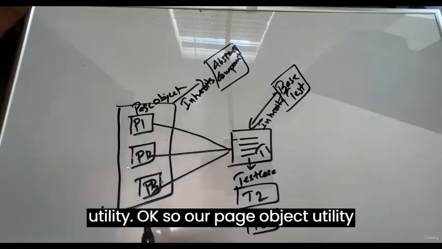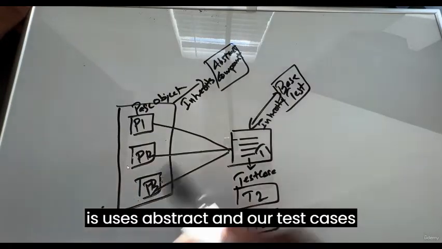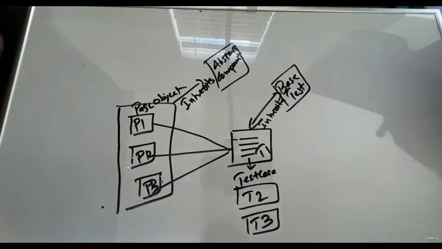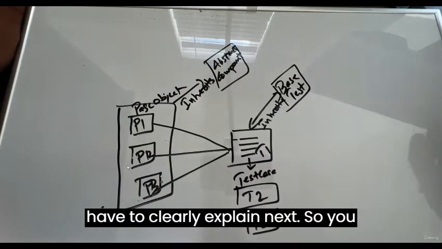So our page object utilities use the abstract component, and our test cases use base test as a parent and segregate all the common code. This is something you have to clearly explain.